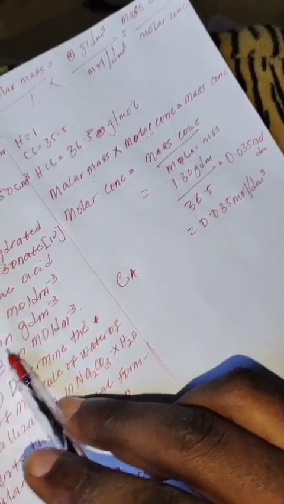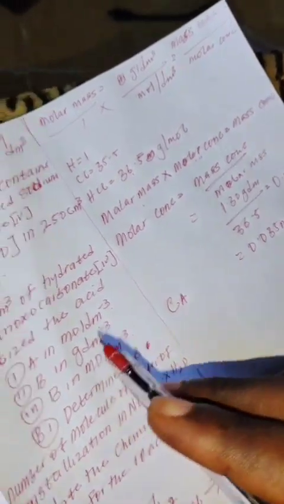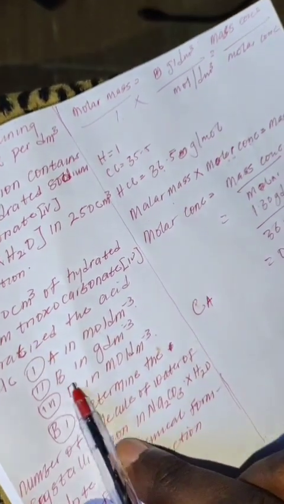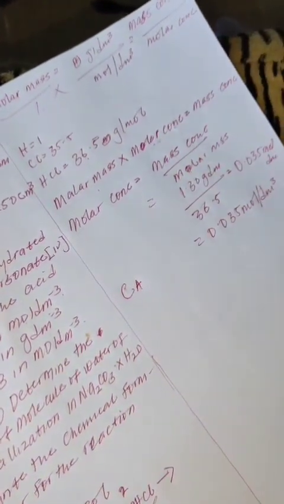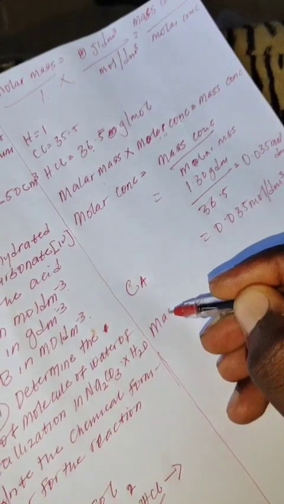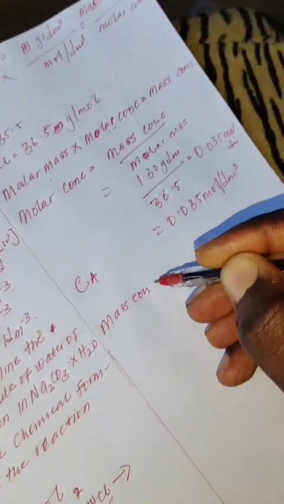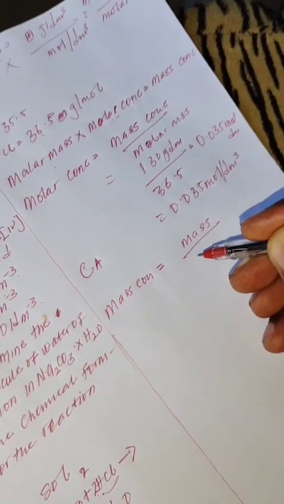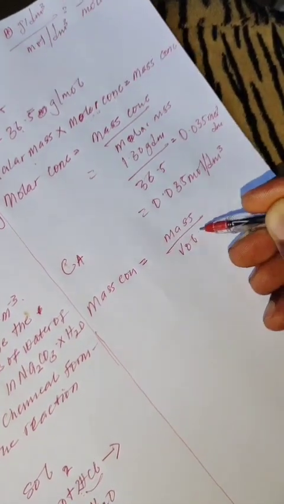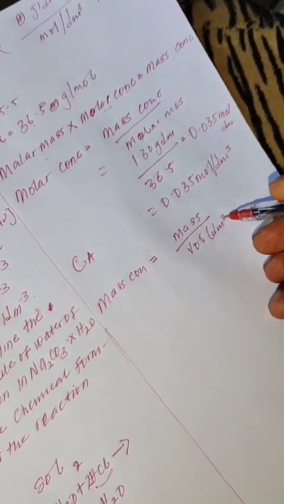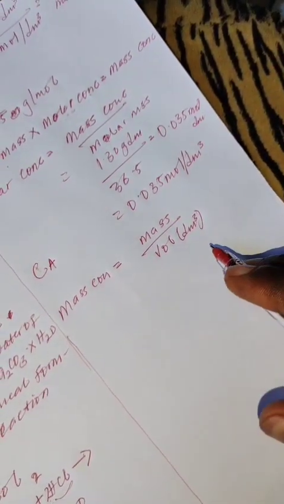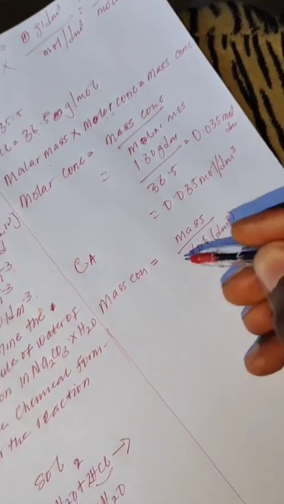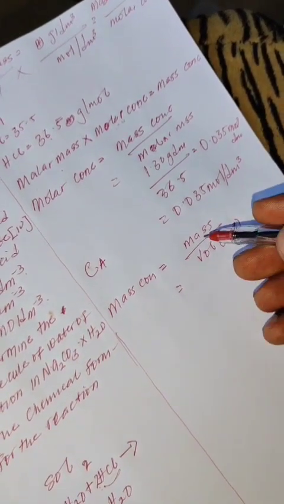Now going to the concentration of B in gram per dm³, we go back to the B solution again. Gram per dm³, I told you earlier, is mass concentration. The mass conc is equal to the mass over the volume in dm³. The volume must be in dm³. That means if you are given the volume in cm³, you have to divide by 1000 to have the volume in dm³.